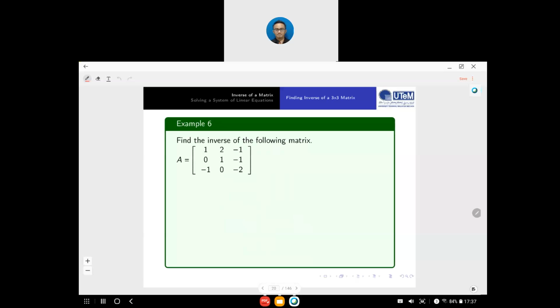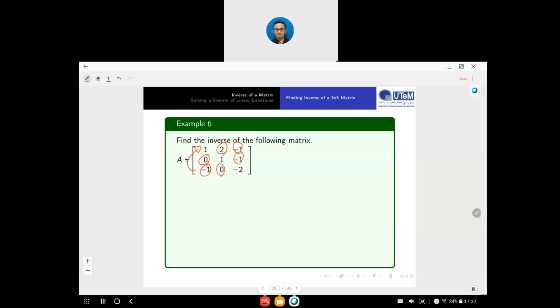Okay, next. Find the inverse of the following matrix. A is 1, 2, -1, 0, 1, -1, -1, 0, -2. So this one, you must make -1 become 0. Of course, you can only use row 1. And then this one 0, 0. Yang ni mesti kena 0 ni. 3 to 0 dulu. 6 to 0.